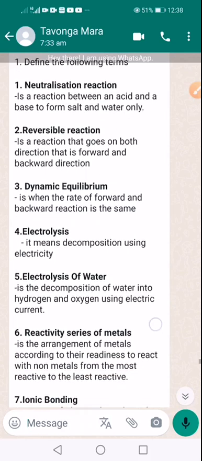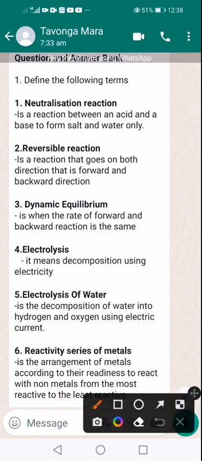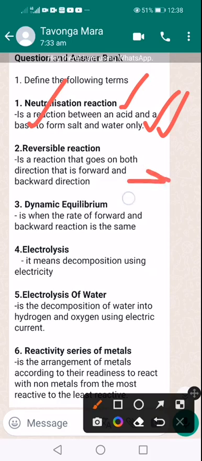Ndaka explain almost everything. A neutralization reaction is a reaction between an acid and a base to form salt and water only. Then the reversible reaction, in order to do this sign, right? This sign. This is a reversible what? Reaction. And what is it? It's a reaction that goes on both directions. That is forward, which means this one, and also backward direction.